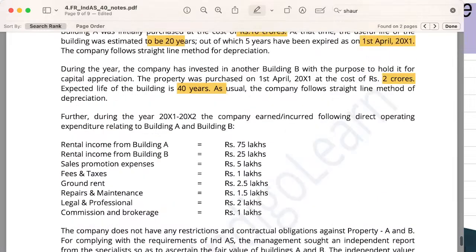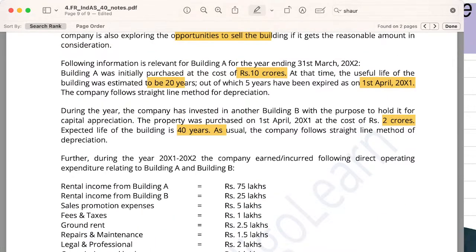Now here the calculation is not tricky. The calculation part is not at all tricky. In fact, I'll just share the solution with you. I'll just share the screen so that we can discuss the solution. Just a moment.